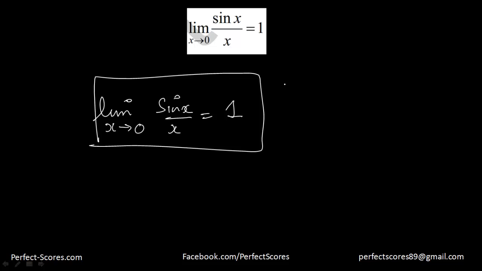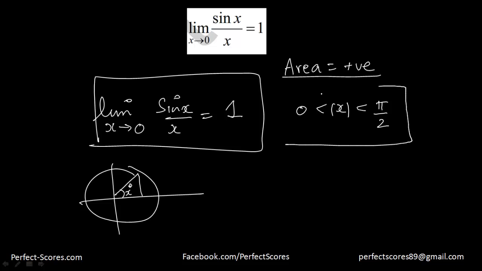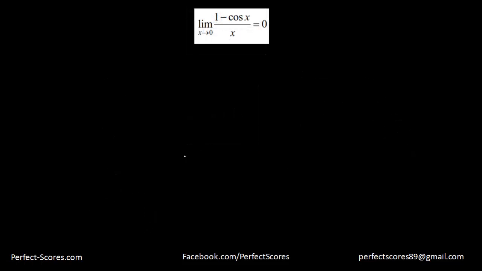Now one more thing that you have to understand: since we took the area to be positive, we will have to take the value of x to be greater than 0. Remember we drew the value of x here. This was x. We have to take the value of x to be between this range only, because we have to take the area to be positive. So we're just going to take the value of x to be between these two numbers. Okay, now let's move forward to the next one.